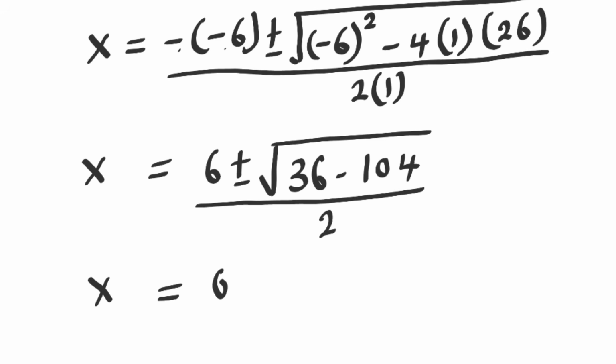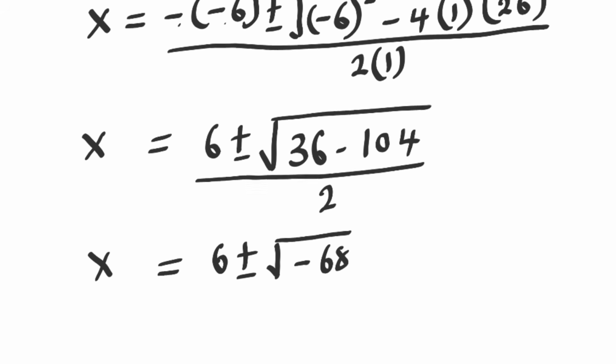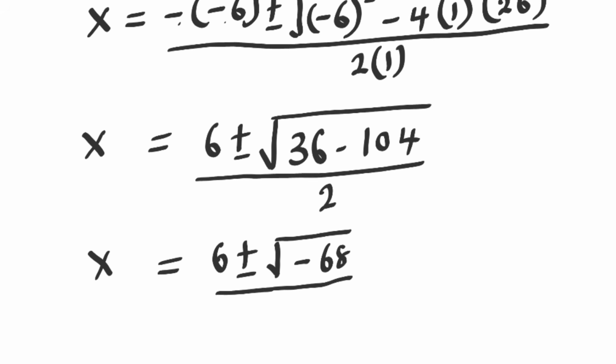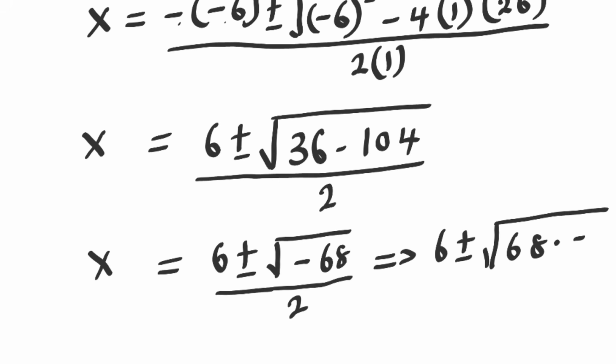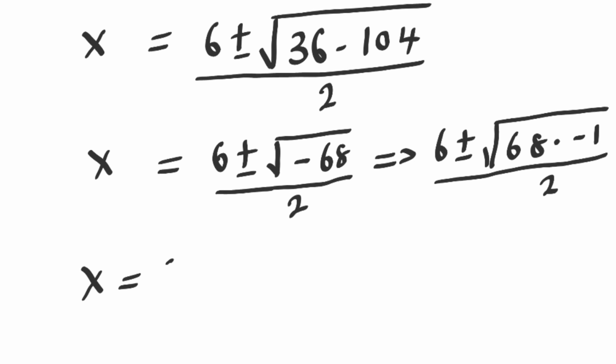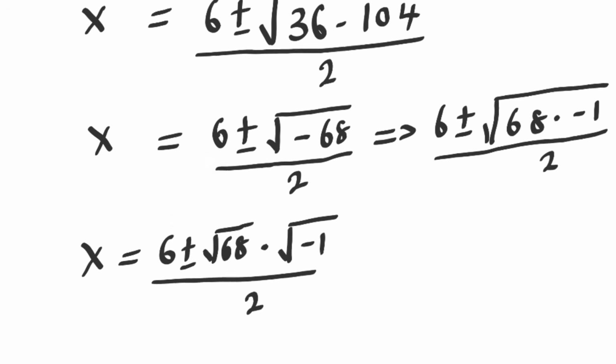x is equal to 6 plus or minus square root of 36 minus 104, that is minus 68, divided by 2. Then this can be written as 6 plus or minus square root of minus 68, which can be written as square root of 68 multiplied by minus 1, divided by 2. x is equal to 6 plus or minus square root of 68 multiplied by square root of minus 1, divided by 2. Now let's see.